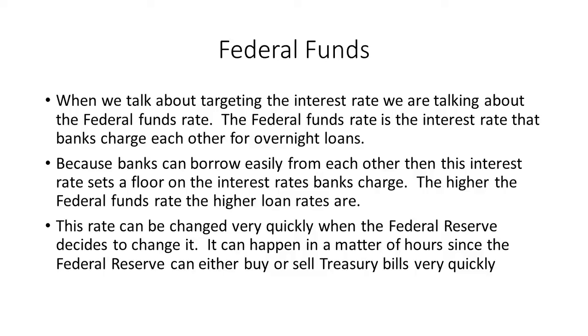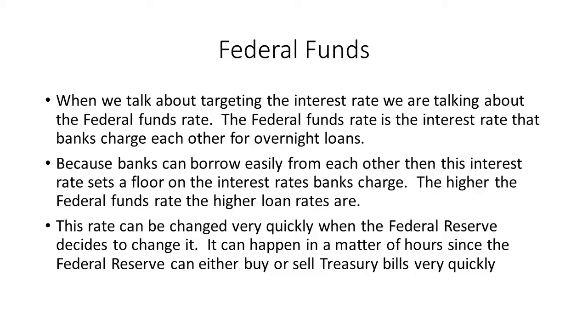So far, we've talked about the interest rate, but what do we mean by the interest rate? Well, the interest rate so far we're really alluding to is something called the federal funds rate. And this explains several things. When we talk about targeting interest rate, the federal funds rate is the one we're talking about. And the federal funds rate is the interest rate that banks charge each other for overnight loans. Because banks can borrow easily from each other, this interest rate sets a floor on the interest rates banks charge. The higher the federal funds rate, the higher loan rates are.